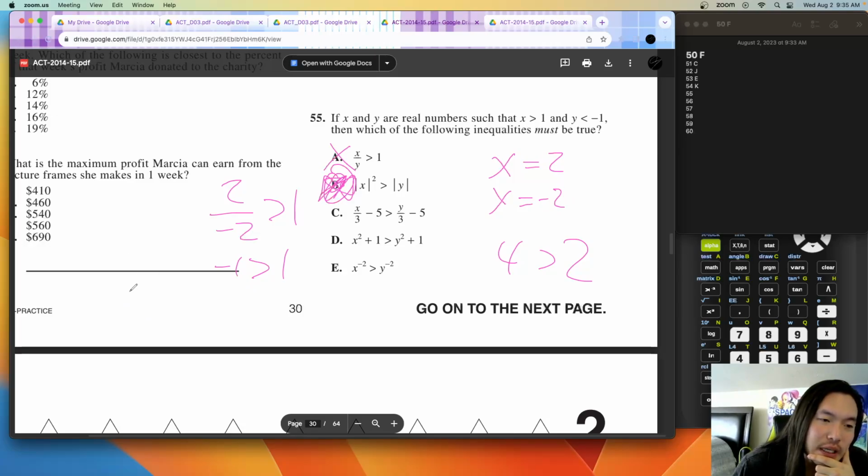Maybe I should just actually do it algebraically. This strategy is running into issues already. That's another big part of the ACT: definitely have a strategy, right? But if the strategy's not working, sometimes you just need to be ready to switch.